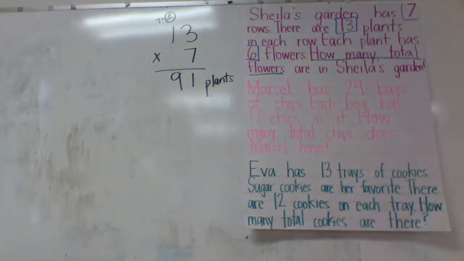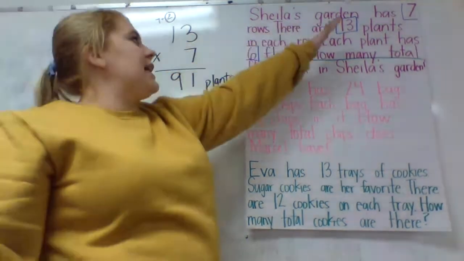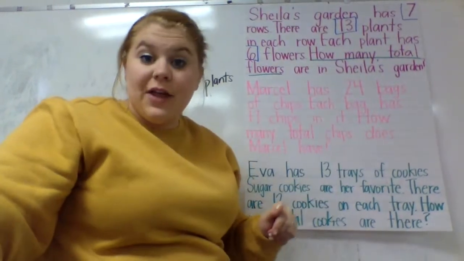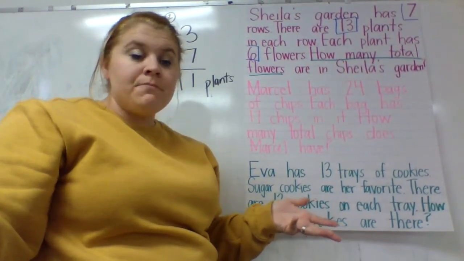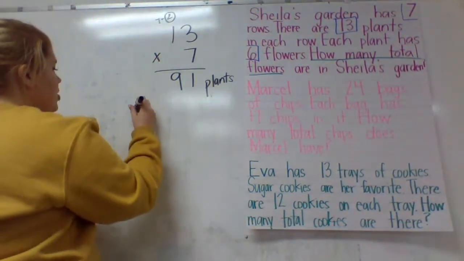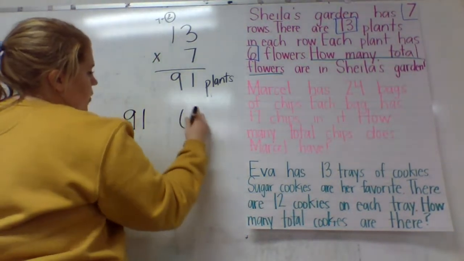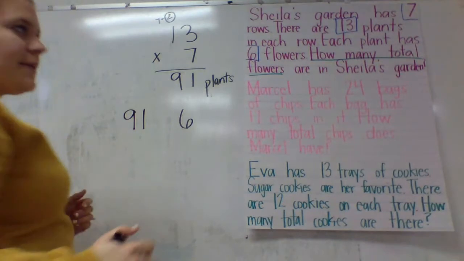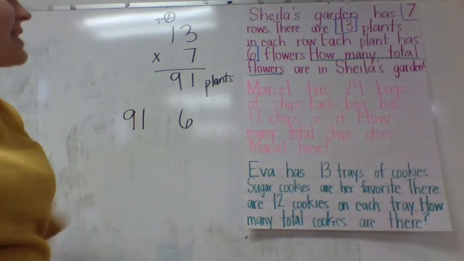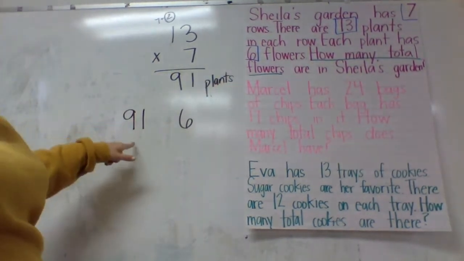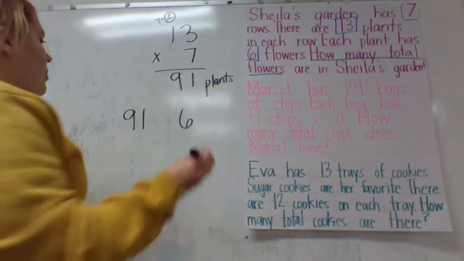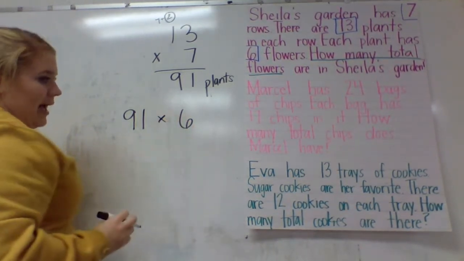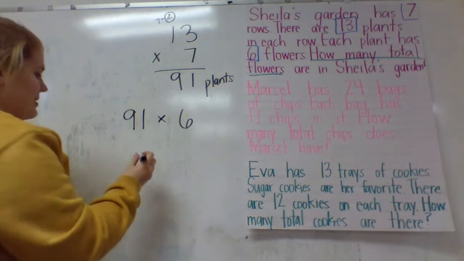And now I know there are 91 plants. Each plant has 6 flowers. Am I ready to find out how many total flowers there are? Well, sure. What am I going to do to 91 and 6? Adding them's not going to help me because there's 6 flowers on each of the 91 plants. Subtracting's not going to help. Dividing's not going to help. I need to multiply 91 times 6.